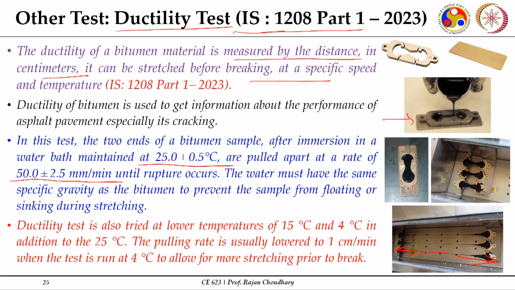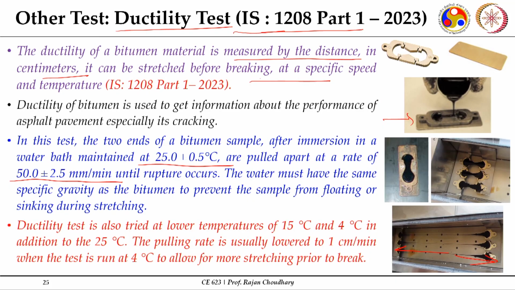Then the ductility is measured. There are minimum values specified for the binders, that it should go at least this much elongation. It is more preferred if we do the ductility measurement over a short term aged binder, because that is the binder which will actually be available in the field after construction. For research purposes, this can be done at lower temperatures also, instead of 25 degrees centigrade, at 15 degrees centigrade and 4 degrees centigrade.